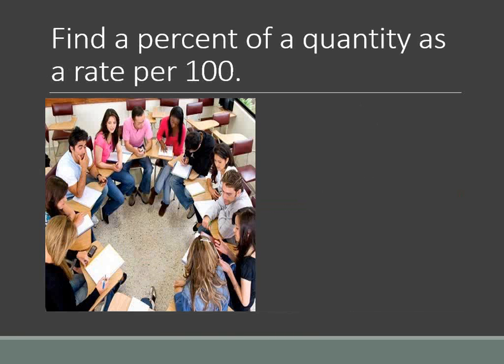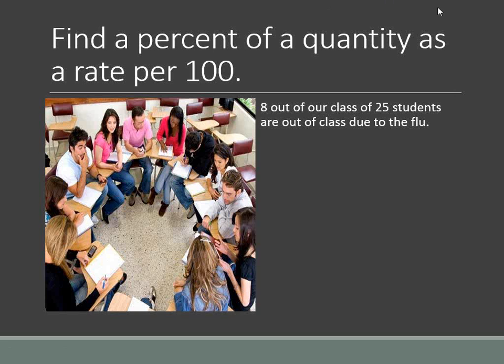So we've got an example problem here. Find the percent when we have a rate per 100. And we're saying, what if in our class we had 8 out of our regularly attending class of 25 out because they're sick with the flu, and gosh knows the flu is just nasty right now. So having 8 students out is not unheard of.